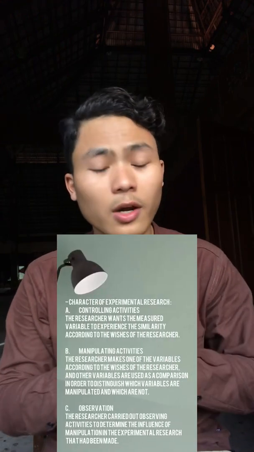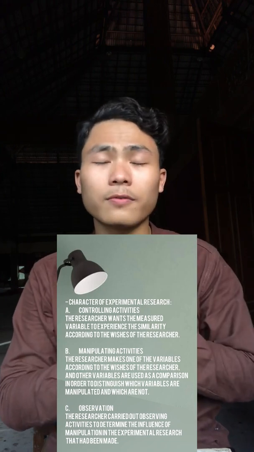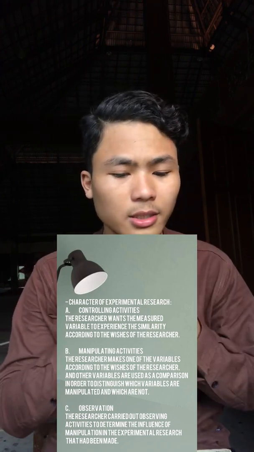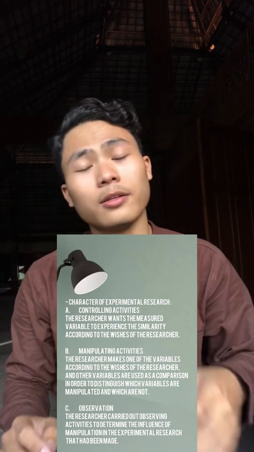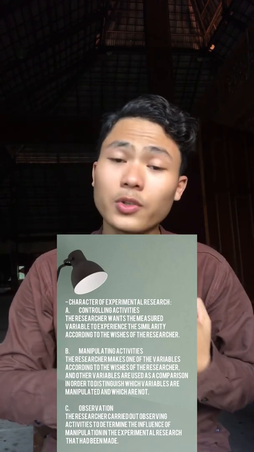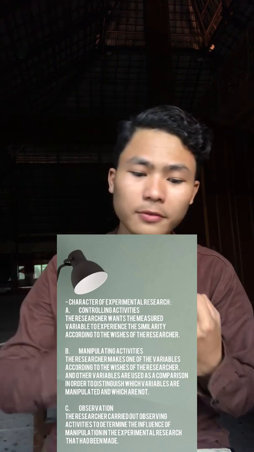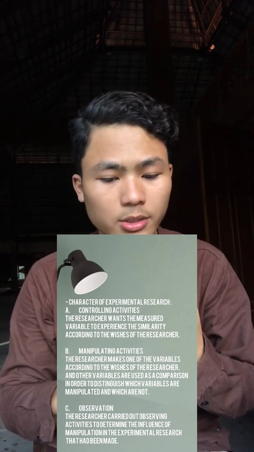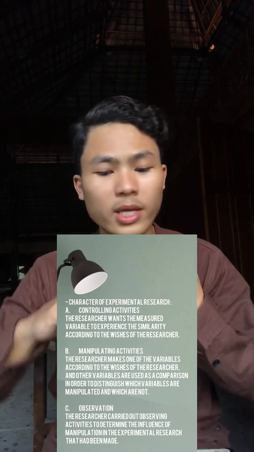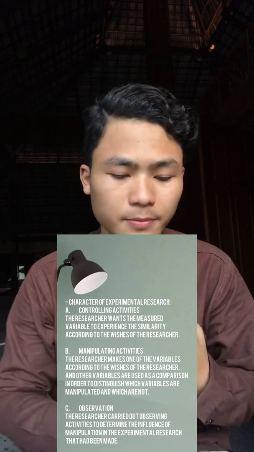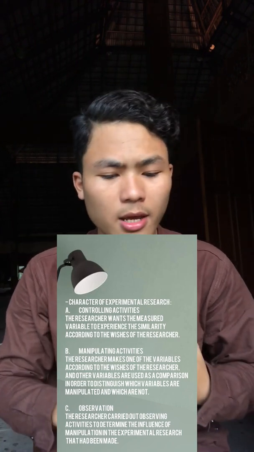Okay, characteristics of experimental research. In experimental research, there are three. For the first is controlling activities. What is controlling activities? Controlling activities is when the researcher wants the measured variable to experience similarity according to the wishes of the researcher. For the second is manipulating activities.